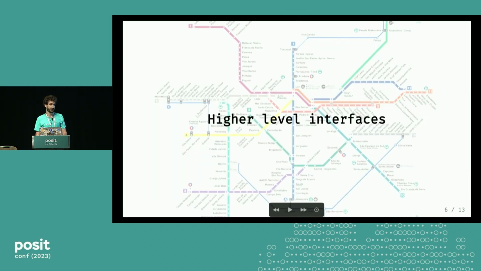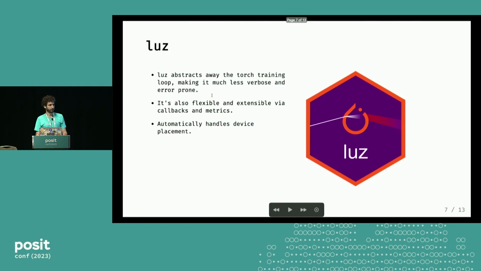But still, navigating in large cities is hard, and it's much easier if you have the metro. And that's what Luz is for Torch. So Luz abstracts away much of the boilerplate code that you need to write when training deep learning models with Torch. Its API is inspired by fastai and Keras, which are successful libraries in Python. And so it's still very flexible and extensible with callbacks, metrics, etc.